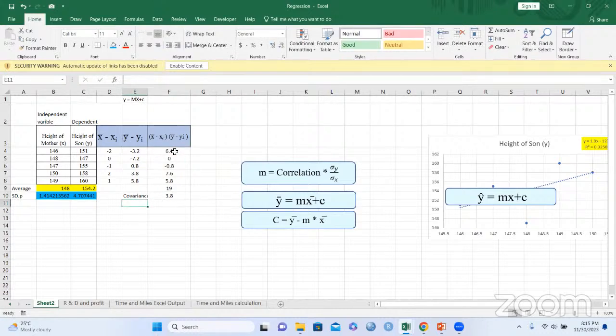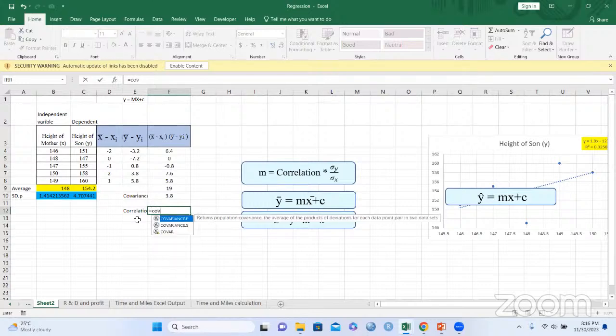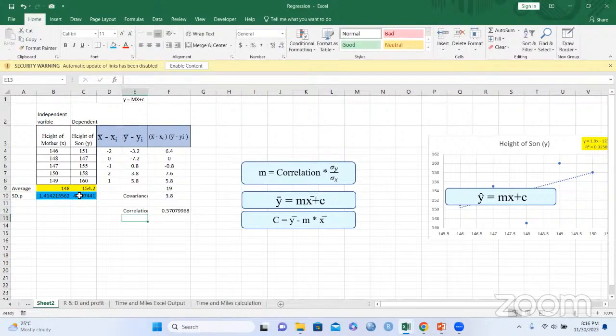Correlation also you can find out, but it is good practice if you try to find these values yourself. So the correlation will be equal to, yes please, sir: covariance upon the product of the standard deviations of x and y. Thank you. So covariance we already got, and the product of standard deviation of x and standard deviation of y. This can be done manually, and it can be done with the help of Excel also.